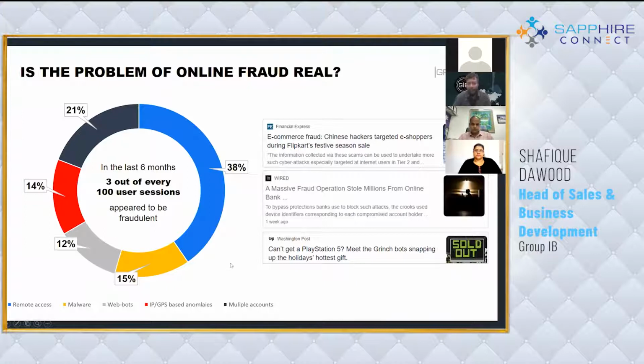In the last 6 months, in Group IB, we saw several instances where we protect our clients, and some of the instances can be in the range of about 90 to 100 million in our teams. These percentages are based on us. We saw a lot of remote access, at least about 38% of it. We saw some existence of malware, not that much in my point of view as it should be. Web bots, which are prevalent, and also IP GPS based anomalies, when people use spoofing methods. And finally, in the account takeover space, the multiplicity of accounts.